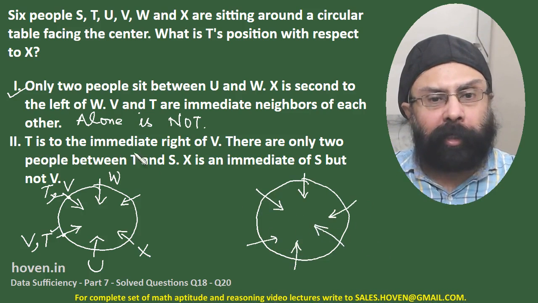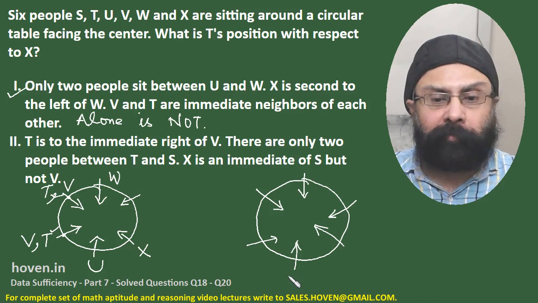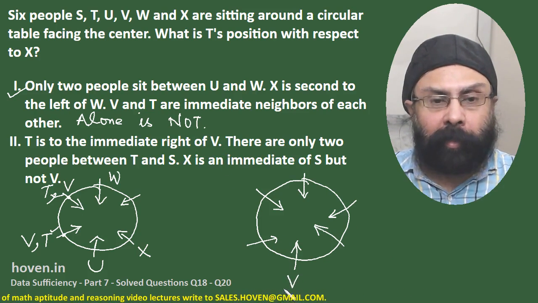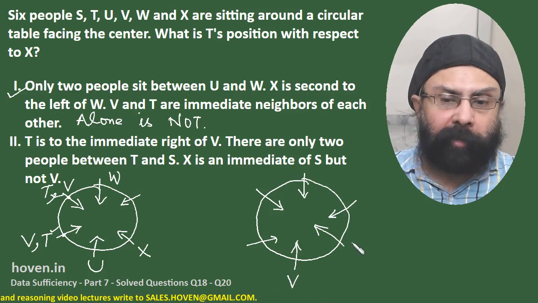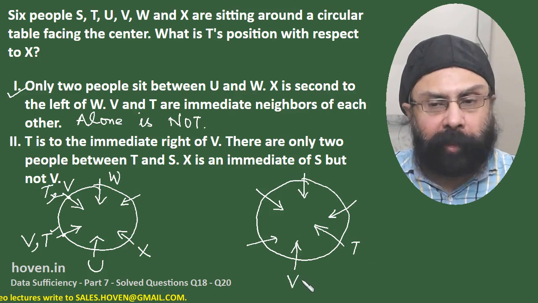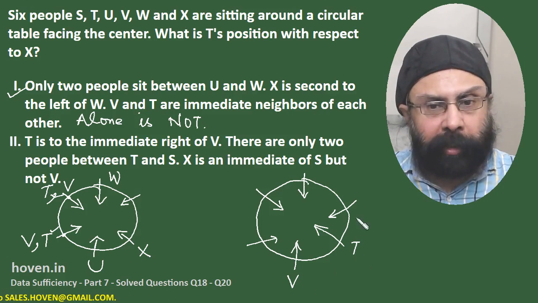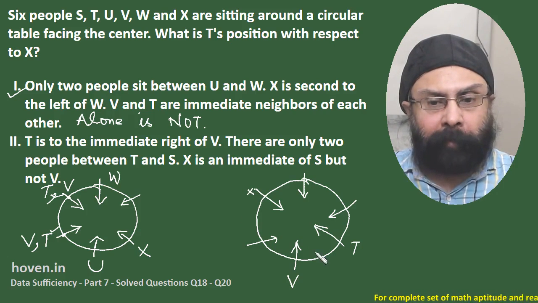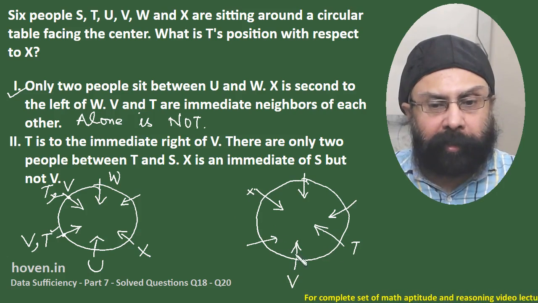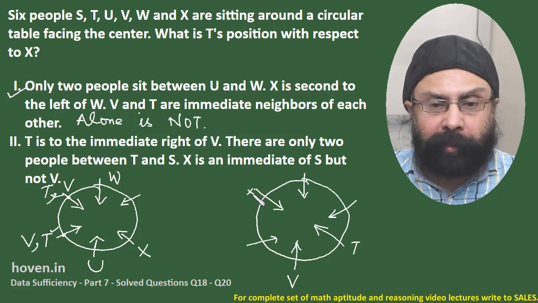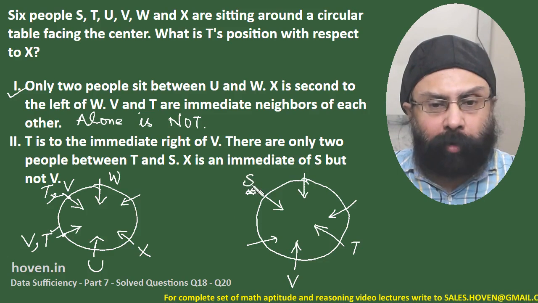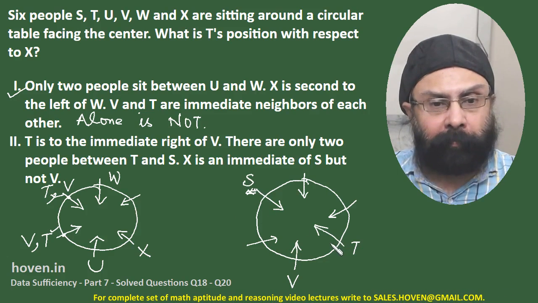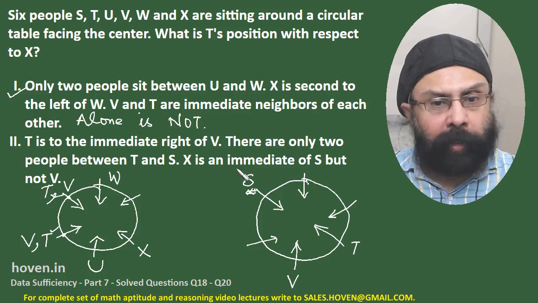He says T is to the immediate right of V. Let us suppose V is placed at this position. Immediate right of V means T will be at this position. V is also fixed, T is also fixed. There are only two people between T and S. Two people, let us see this one and this one, then S will be here at this point. And if you think of two people on the other side, 1, 2, then we also come to the same point. So we can say that S is also fixed and is opposite to T. So far so good. What is the last one?